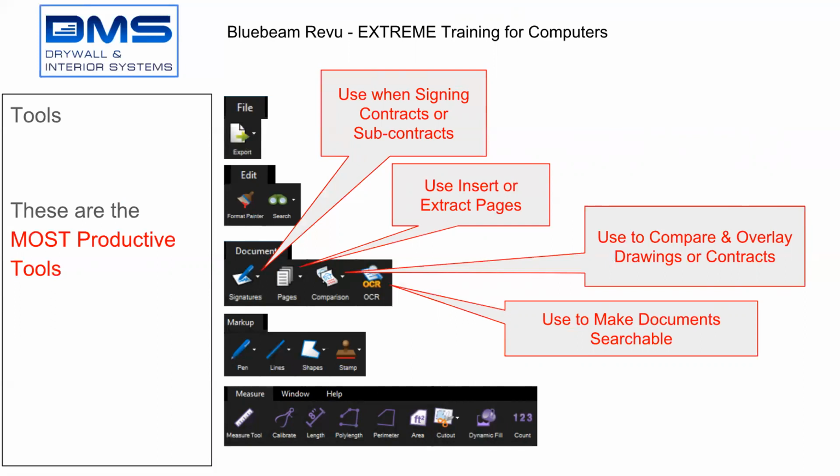Okay, the 4th tool in the document set is OCR, and we're going to watch a video later on OCR. OCR stands for optical character recognition. This is the tool that makes documents searchable. So if you have a document like a contract that got scanned in, if you hit OCR, it converts it into text and allows it to be searchable.